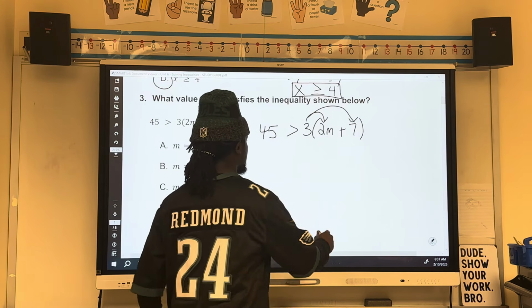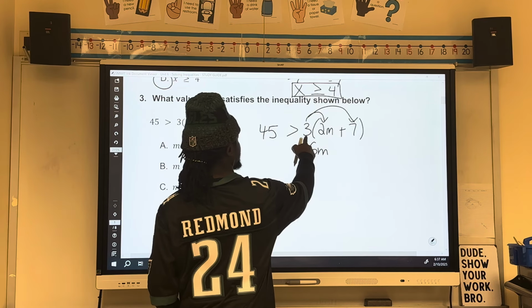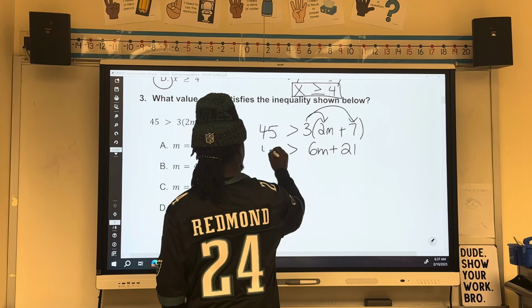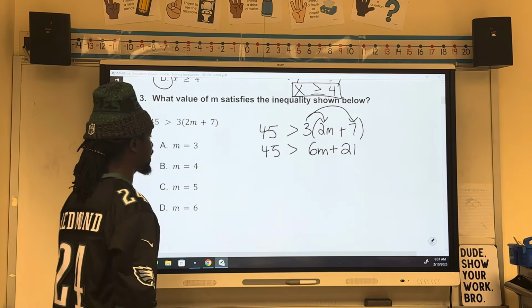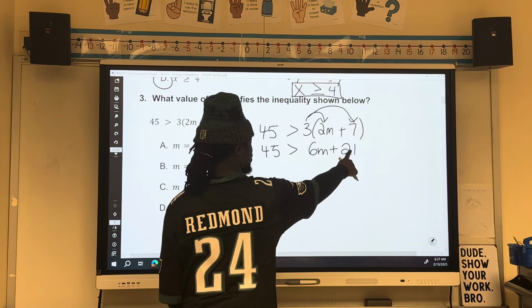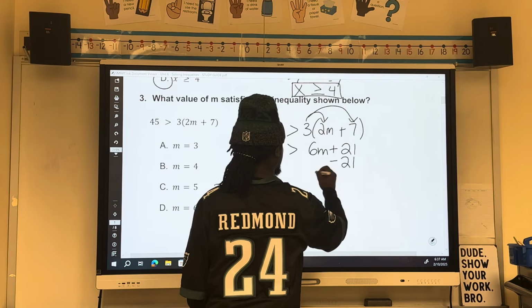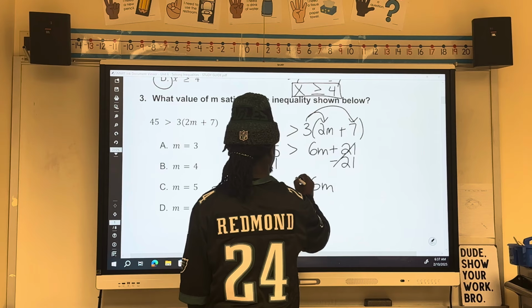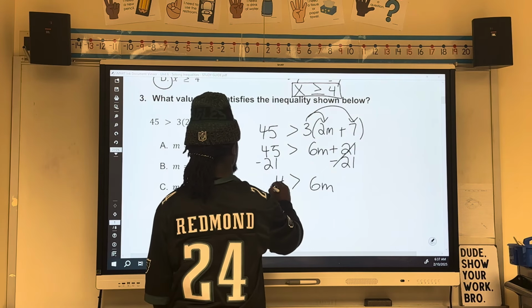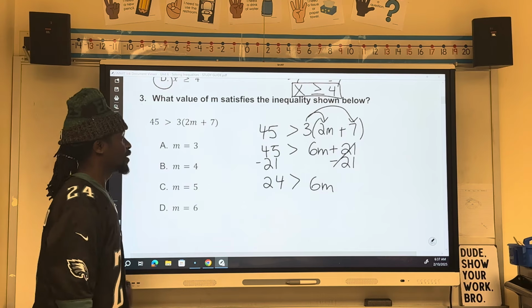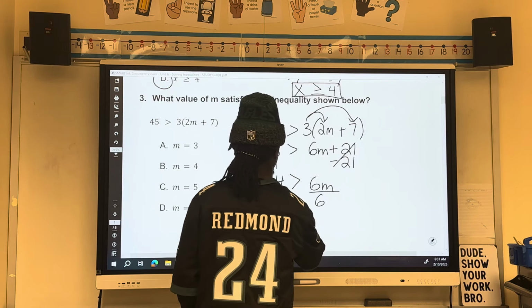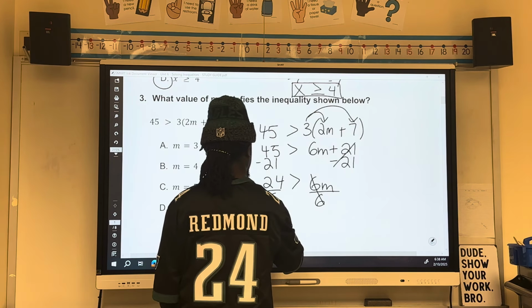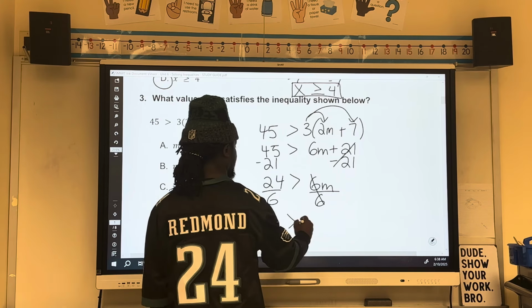3 times 2m is going to give me 6m. 3 times 7 is going to give me 21. So plus 21. Then I'm just bringing down my symbol and my other number. Okay, now I want to get rid of the plus 21, so I'm going to do minus 21 on both sides. The 21s are going to cancel, leaving me with 6m greater than symbol 24. Then I'm going to divide by 6 on both sides. The 6s cancel. So I have 24 divided by 6, which is 4. 4 is greater than m.